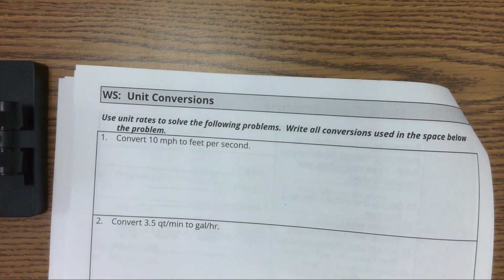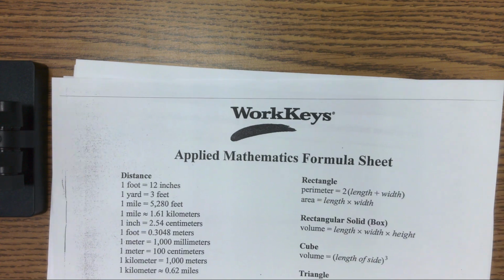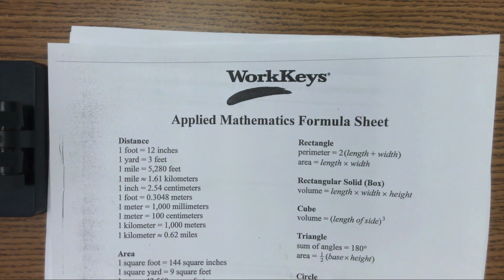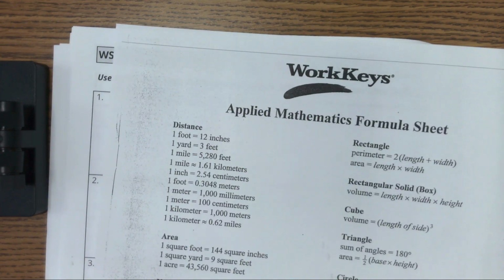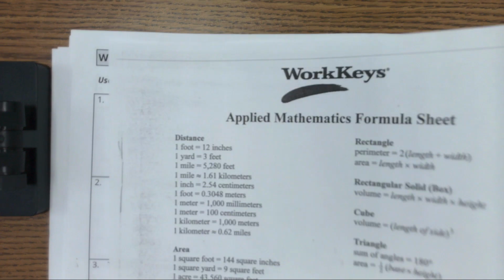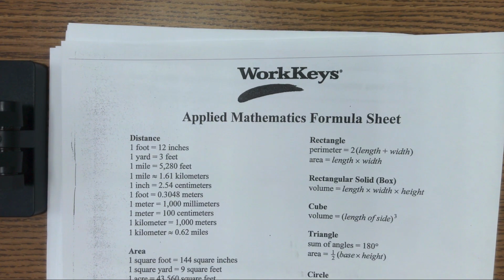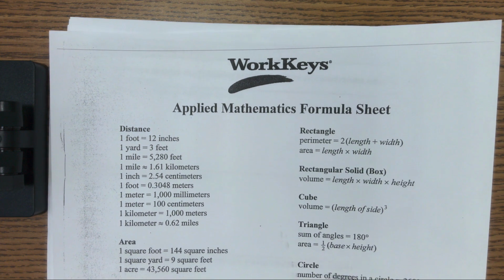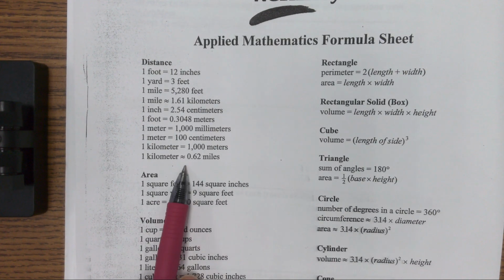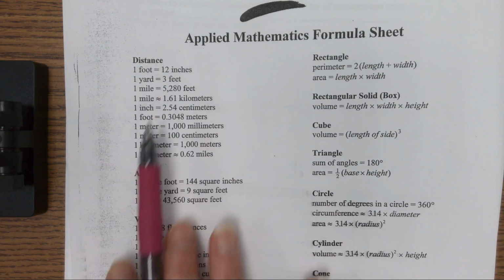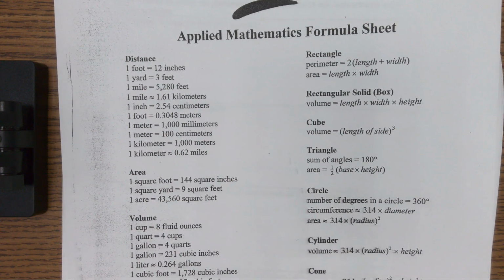So at this point you should have received this formula sheet. If not, I'm going to have the substitute, or if it's Mrs. Ryder, pass that out. And this is a nice reference for you because it gives you equivalent lengths or distances or other measures too in different units. And so we're going to use this when we're deciding what to multiply by.